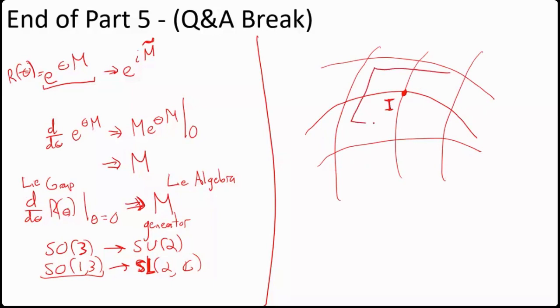SU2 is kind of the best group with the fixed Lie algebra, because it is the connected one, it has a connected manifold. Well, it's simply connected. Simply connected. Yeah, I'm going to talk about simply connected later.